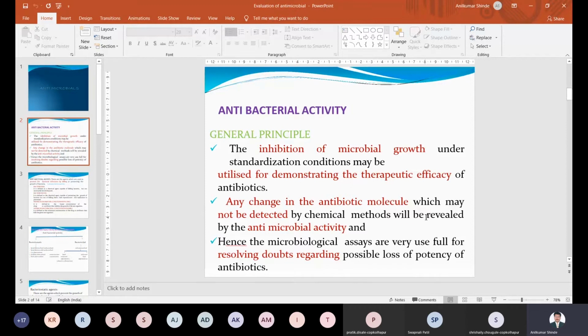Understand it? So any change in the antibiotic molecule, right, will not be detected by a chemical method, right? Suppose there is an antibiotic molecule that has been modified or changed, but you cannot determine its activity by a chemical method. Then you can use antimicrobial activity. That means antimicrobial activity will tell you what concentration the dose is, the antibiotic dose, and therefore to what extent the antibacterial mechanisms kill. Right? So the microbial assays can be used for resolving the doubt regarding that. So how much concentration is used as the antibiotic to kill the microorganisms. Understand it? So that should be known as antibacterial activity.